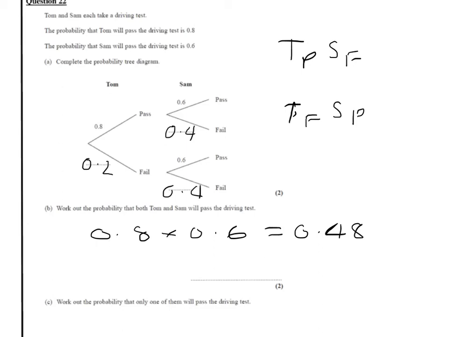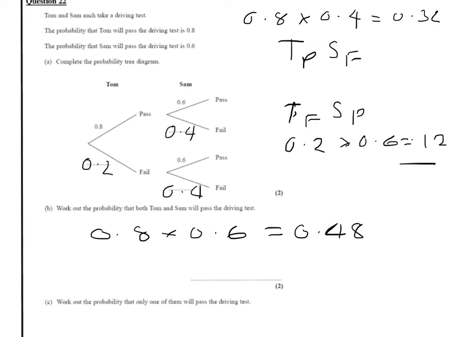So the first one, Tom passing and Sam failing, will be 0.8 times 0.4, which is 0.32. And the other one, Tom failing, 0.2, and Sam passing, 0.6, is 0.12. So 0.12 and 0.32 comes to 0.44. And that gives us the probability that only one of them will pass the driving test.